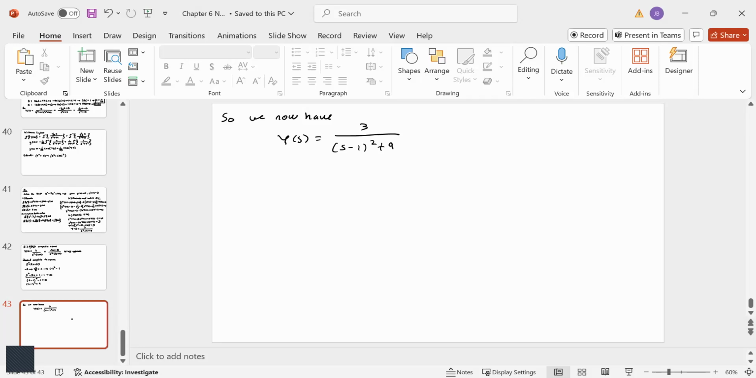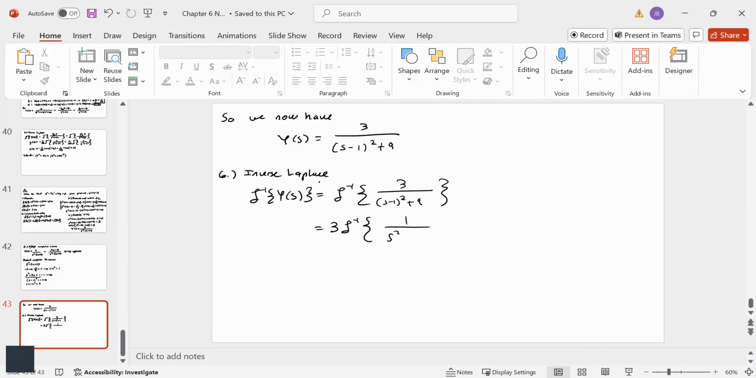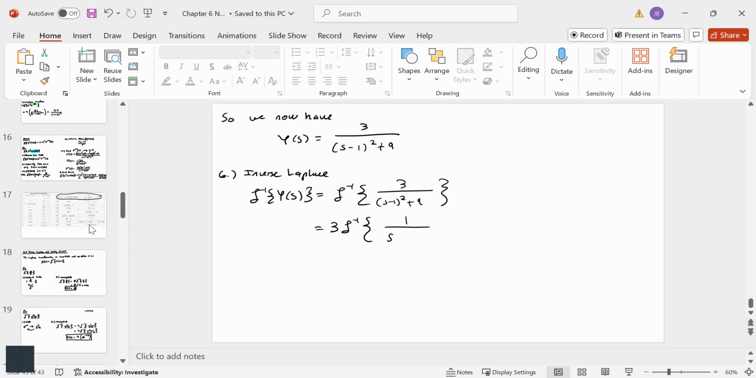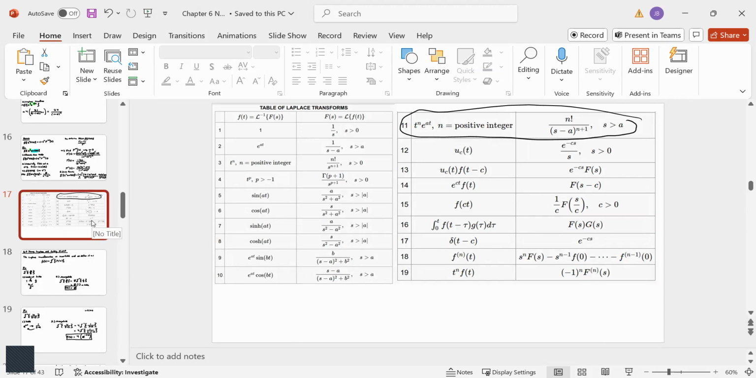So step number 6 is inverse Laplace. So the inverse Laplace of y of s is going to be equal to the inverse Laplace of 3 over s minus 1 squared plus 9, which gives me 3 inverse Laplace of 1 over s minus 1 squared. Except now that I think about it, should I do that? Well, let me go back to the formula because I don't remember off the top of my head. What do I need to have in the numerator for this one? So it looks like I need to have whatever the b value is, right?